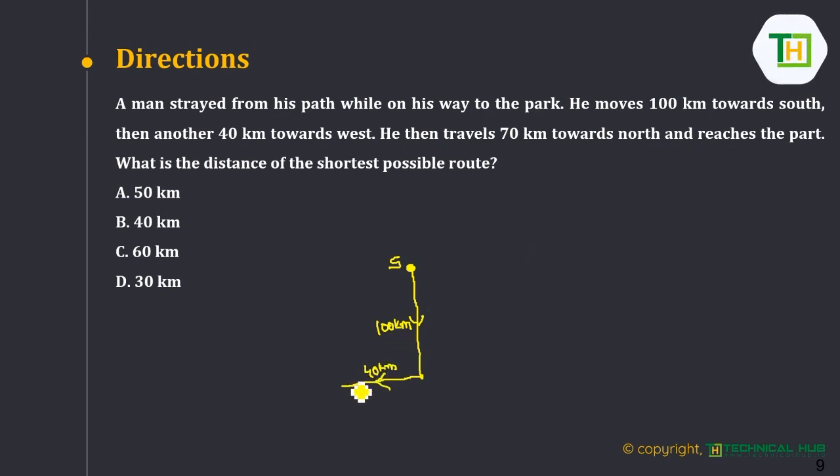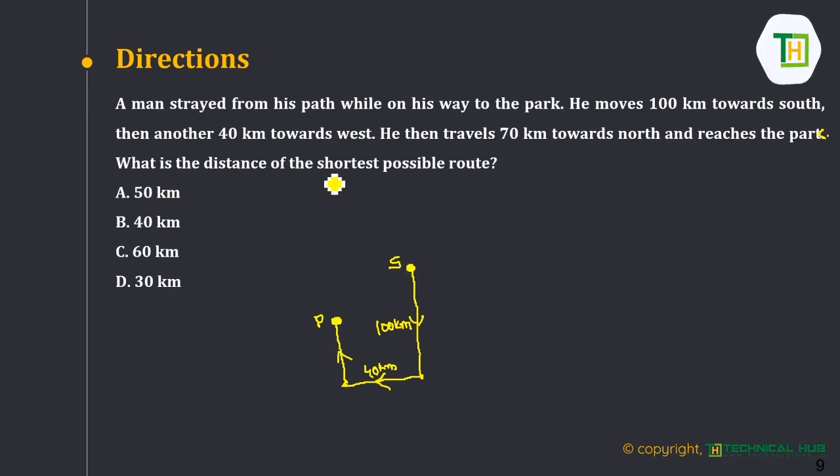He then travels means in this place to 70 km towards north. So 70 km towards north means this position. Okay. 70 km towards north and reaches the park here. So this is the park. So means this is the starting point. Okay, this is the park.